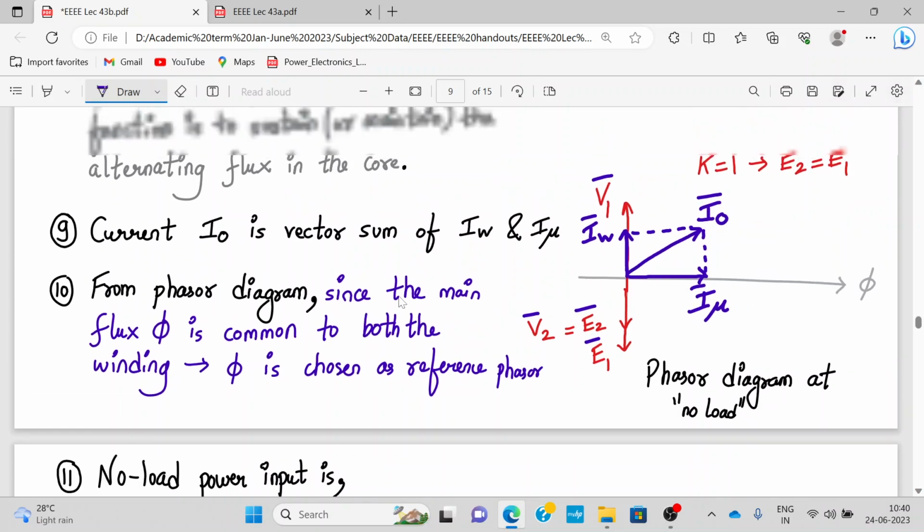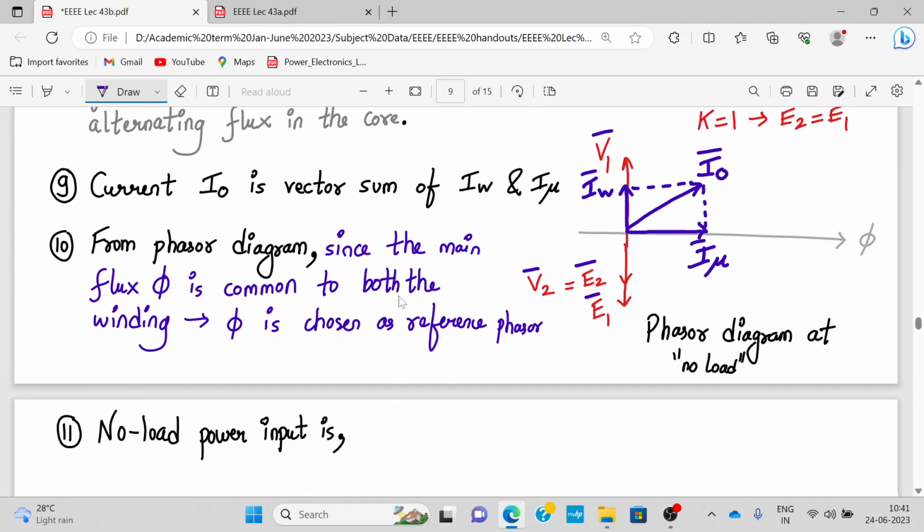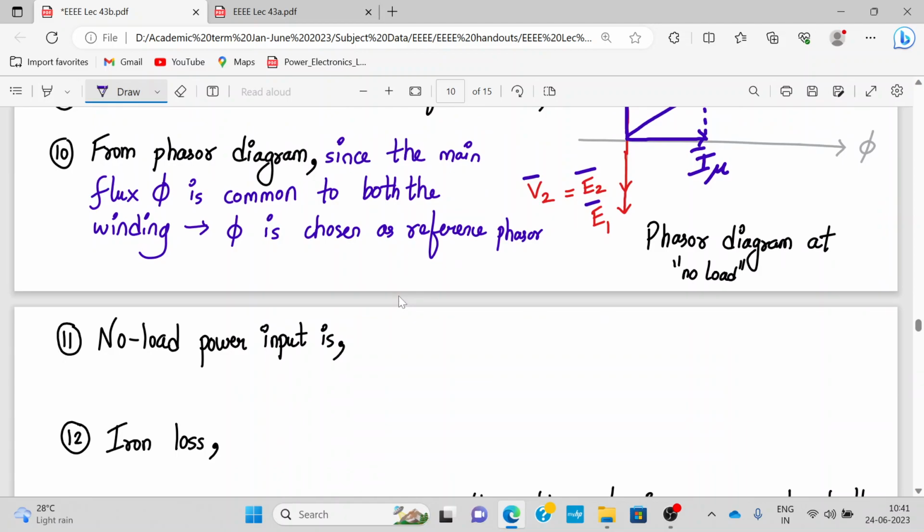Always in the phasor diagram of the transformer, with load or no load, phi will be chosen as the reference phasor. With respect to that, everything else can be drawn. So from here, the no load power will be given by. From the phasor diagram also, we can write the following.